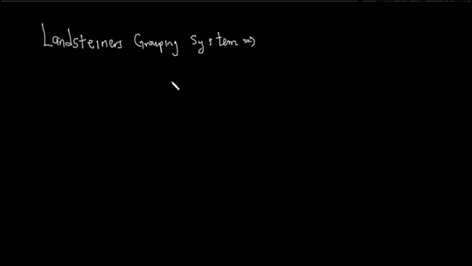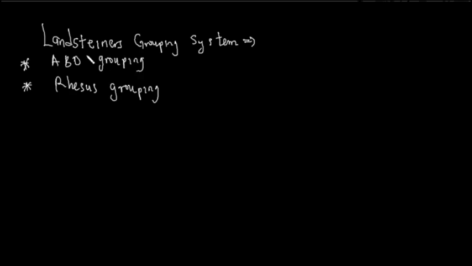I hope you guys are jotting these things I'm saying. Now there are two systems as postulated by Landsteiner. The first is the ABO grouping and the other one is the Rhesus grouping.